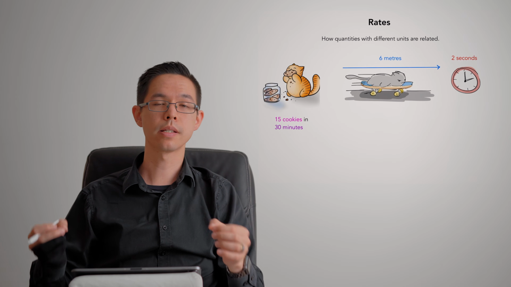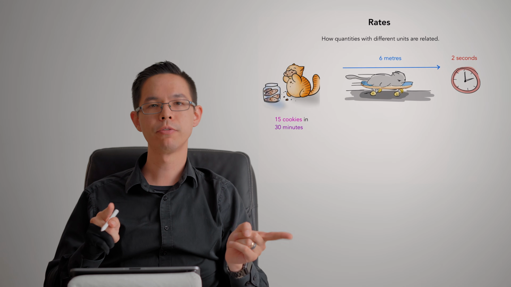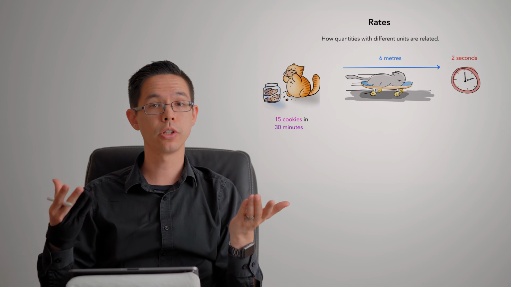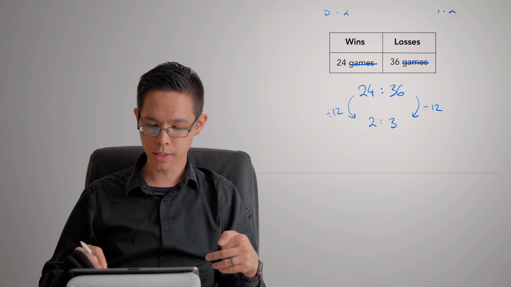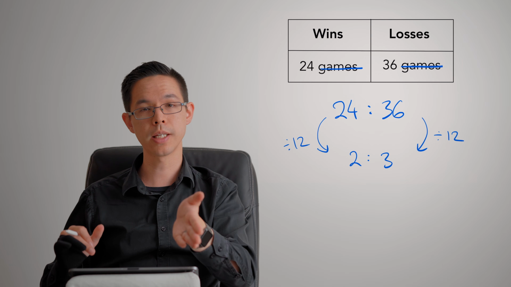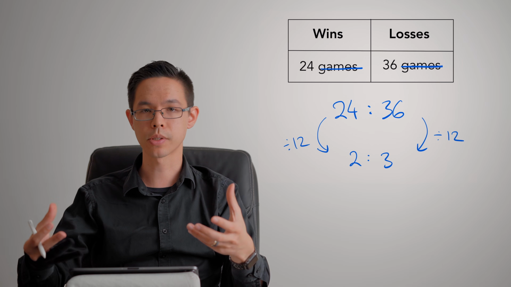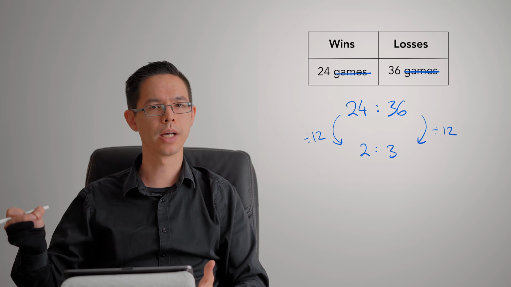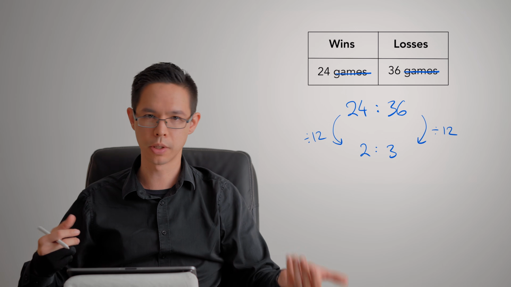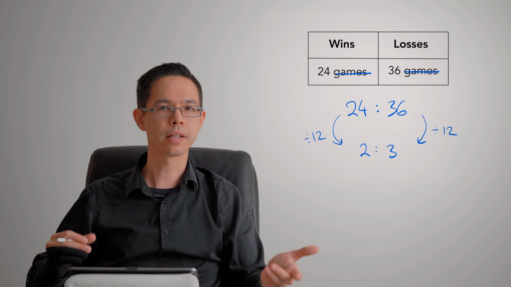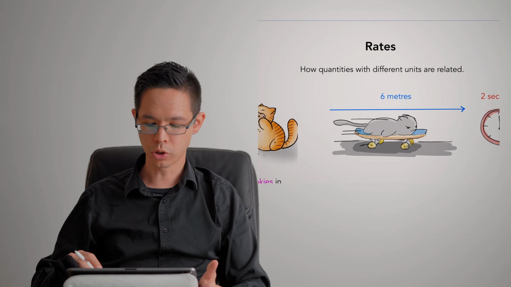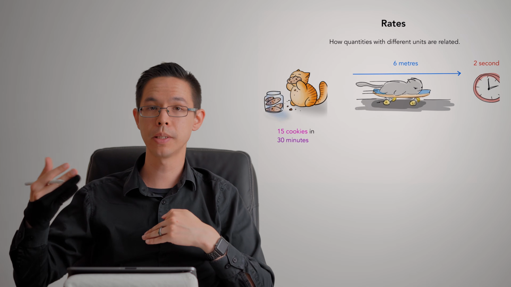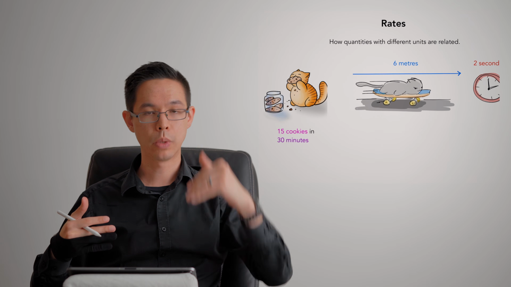So a rate is somewhat similar to ratios. However, the quantities we're comparing to each other, or showing the link between, are going to be different units. So if we go back to this example, can you see how 24 and 36 were both in the unit of games? Okay, we're comparing two similar items. But if we're comparing dissimilar items, so they're not the same thing, like apples and oranges, or feet per second, then we are talking about a rate. So let's do some examples of doing that, and we can use similar methods we just did in ratios when we're looking at rates.